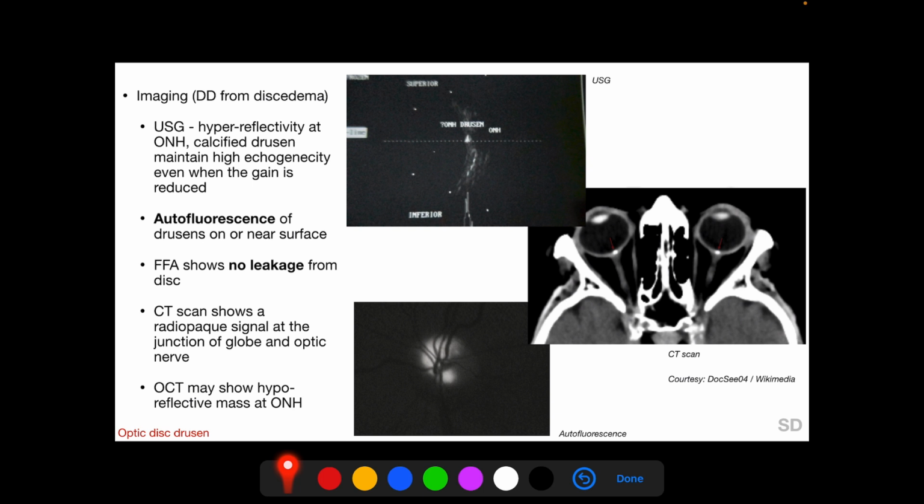Imaging characteristics of optic disc drusen are very important to remember to differentiate it from disc edema. On B-scan ultrasound, we find high echogenicity at the optic nerve head, and this high echogenicity is maintained even when the gain of the ultrasound waves is reduced. We find autofluorescence when the drusens are on or near the disc surface. However, fundus fluorescent angiography shows no leakage from the disc. A CT scan shows a radio-opaque signal at the junction of the eyeball and the optic nerve. OCT may show a hyporeflective mass at optic nerve head.